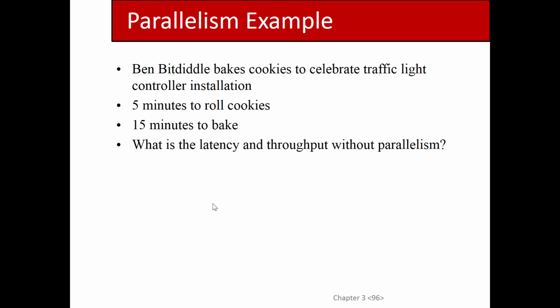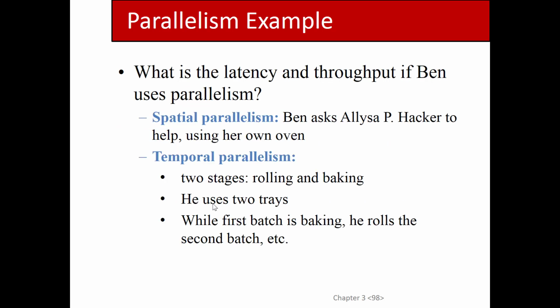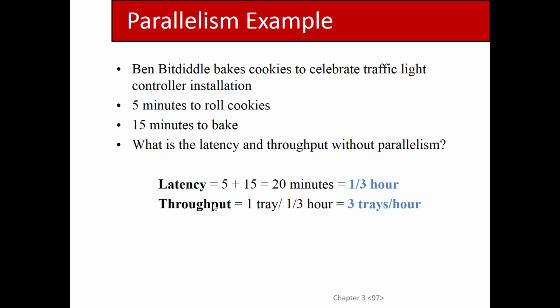So the latency would be the 5 minutes to roll plus the 15 minutes to bake, right? So 20 minutes. And the throughput is going to be 1 batch of cookies for every 20 minutes, right? So 3 trays per hour is the throughput, 1 every 20 minutes. And the latency is 1/3 of an hour.